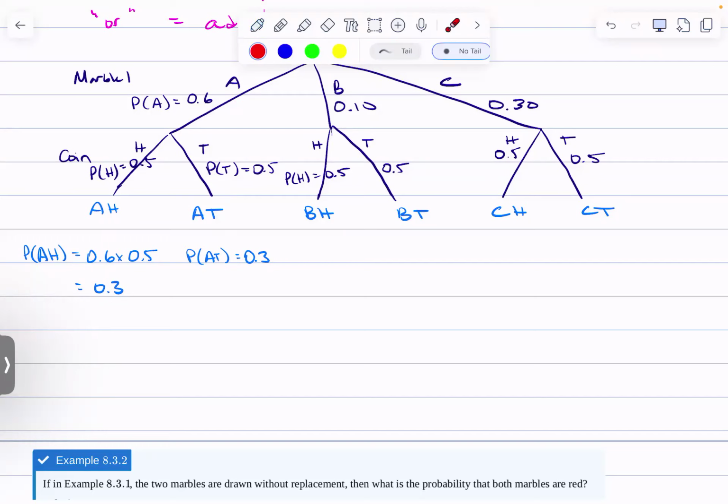Moving on to the next branch, 0.1 times 0.5 is, and this is how sloppy I usually get. Underneath, I just jot down what it is. I don't use any notation. Sloppy, sloppy, sloppy. 0.05. That's what's nice about using 0.5. 0.3 times 0.5, I get 0.15 and 0.15.